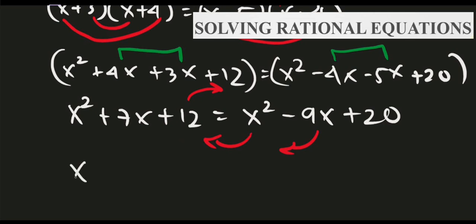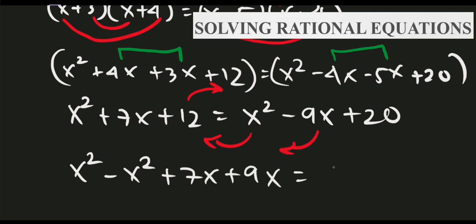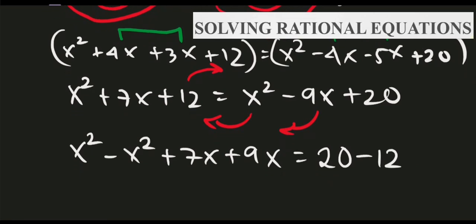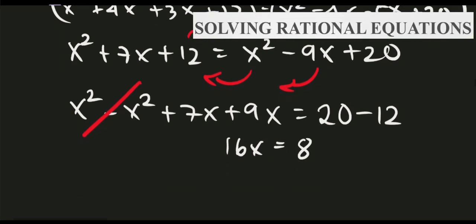So therefore, it will give us x squared minus x squared, so we have plus 7x plus 9x, and that is equals to the remaining value 20, and we will move 12, so minus 12. So let's simplify the set of values. x squared minus x squared is cancelled out, we have 0. And we have 7x plus 9x, that is 16x, is equals to 20 minus 12, which is equals to 8. Again, simplify this by dividing both sides by 16.